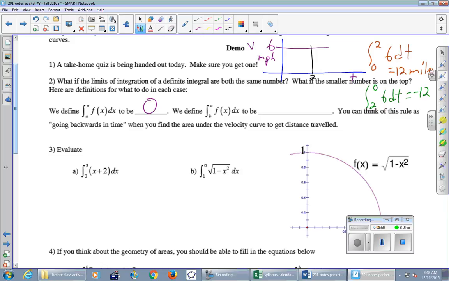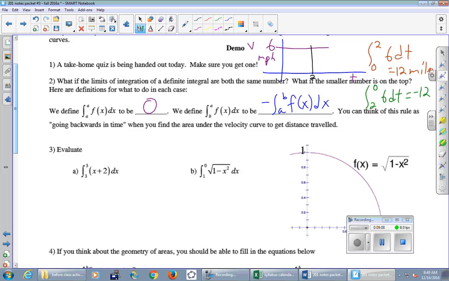Okay, so then if I want to make this general, this thing here compared to this thing, which is the same but the limits are reversed, how do I make it so that they are equal? Put a negative sign. So that's it.